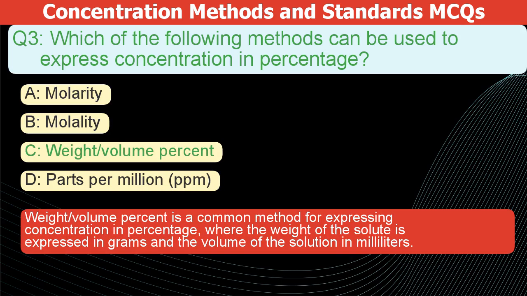The correct answer is C. Weight/volume percent is a common method for expressing concentration in percentage, where the weight of the solute is expressed in grams and the volume of the solution in milliliters.